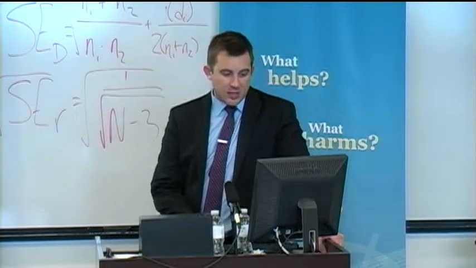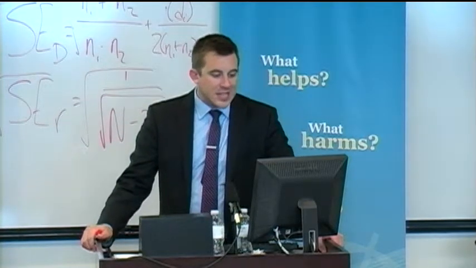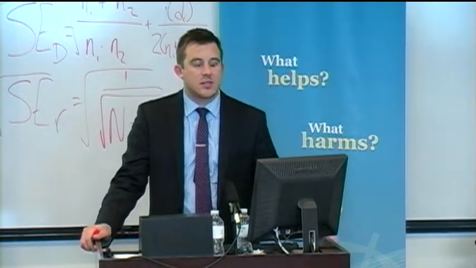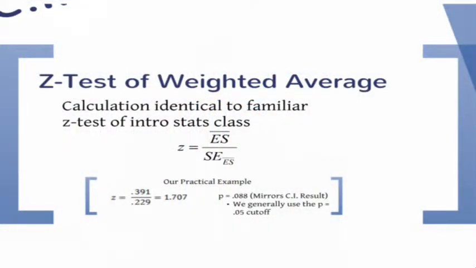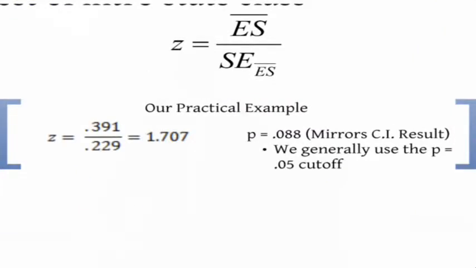If we want to do the z-test, this is the statistical significance test of whether or not that effect size is different from 0. We can do that as well. Just like a normal z-test, it's the pooled effect size over the standard error of that effect size. For that, it's 0.391 divided by 0.229, and that's 1.707. We go to a z-table and look for the p-value, and we get a p-value of 0.088.